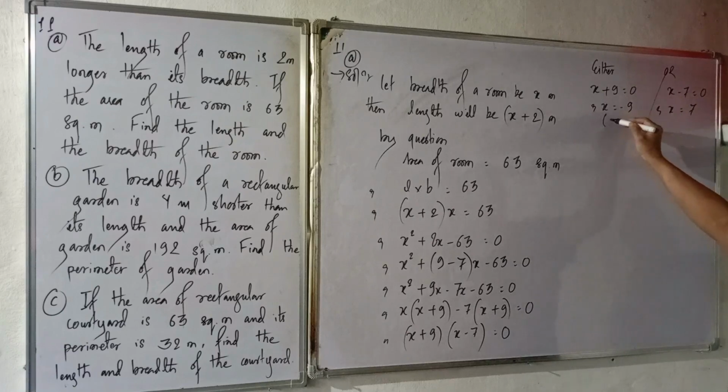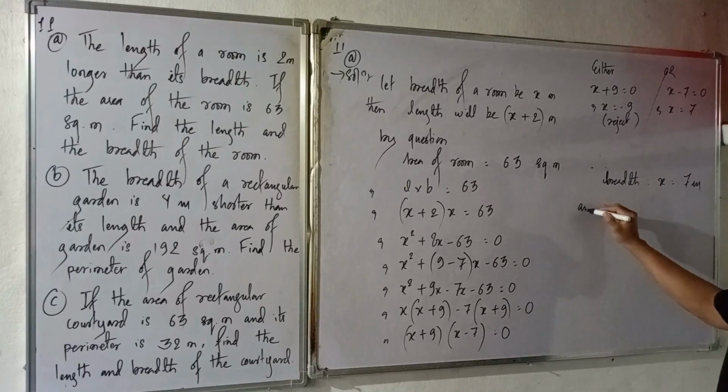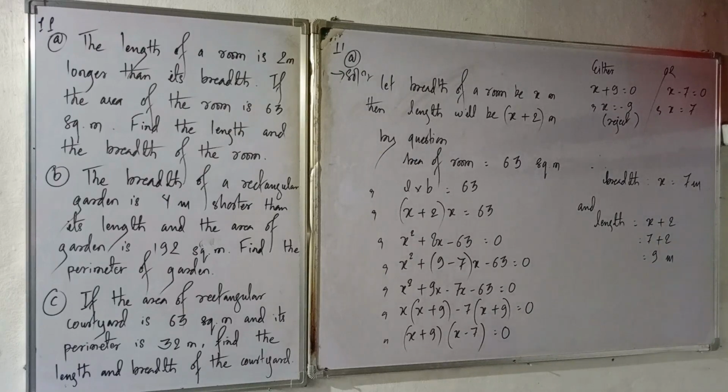So you have to reject this value. Length can never be in minus sign. Therefore breadth is x, that is 7 meter, and length is x plus 2, that is 7 plus 2, 9 meter. This is how it is done.